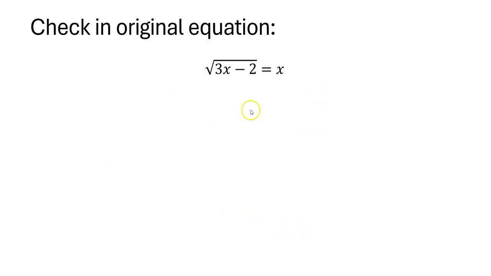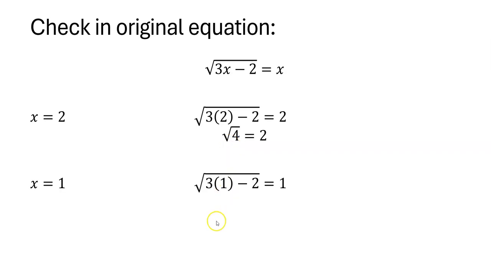So we go back to the original equation and we say, well, what if x equals 2? So we substitute 2 into both placements of x. Now let's simplify inside the radical. 3 times 2 is 6, minus 2 is 4. And we do know that the square root of 4 is 2. So that checks out.